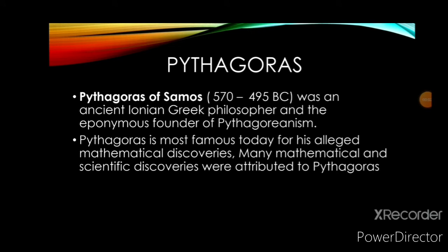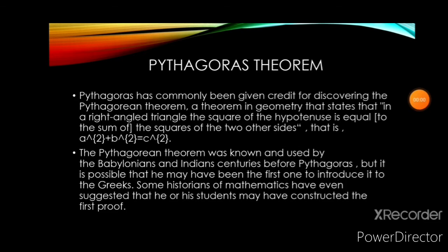As we are very familiar with this name, Pythagoras is one of the greatest mathematicians in the history of mathematics. Pythagoras of Samos was an ancient Ionian Greek philosopher and the eponymous founder of Pythagoreanism. Pythagoras is most famous today for his alleged mathematical discoveries. Many mathematical and scientific discoveries were attributed to Pythagoras. Now, we will learn about the Pythagorean theorem.